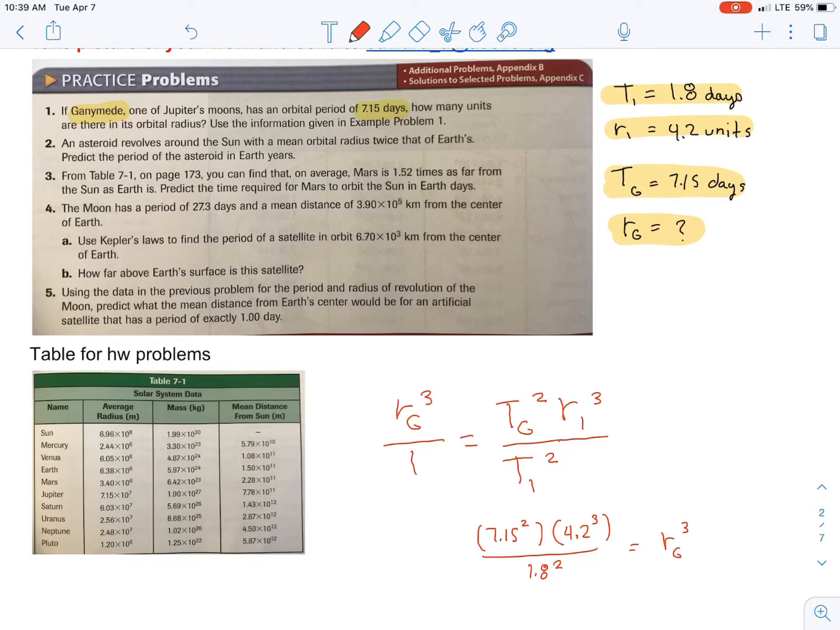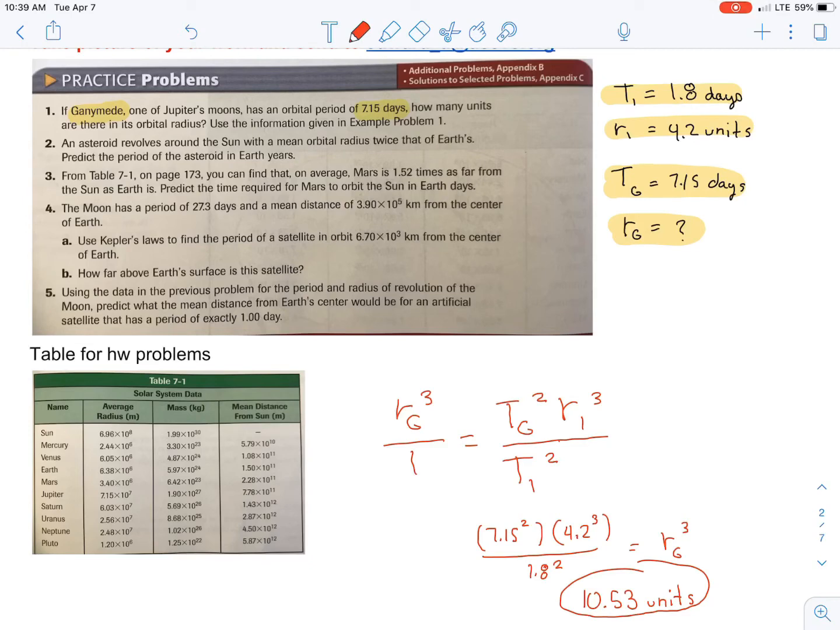And I end up with 10.53 units. And look, does that make sense? Now it's a lot farther away. It's over twice as far away, and it takes longer to get around. And that does make sense to me. Okay? And that's kind of how these problems work.